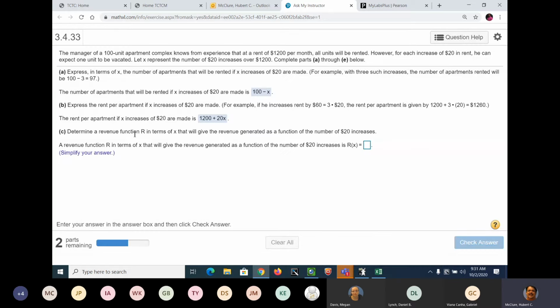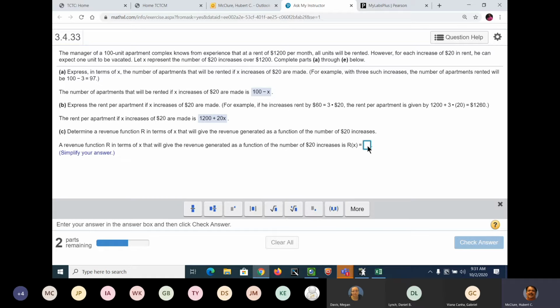Okay, determine a revenue function R in terms of X, given the revenue generated as a function of number of increases. Now, I would think that would be our formula, which is negative 20x squared plus 800x plus 120,000.